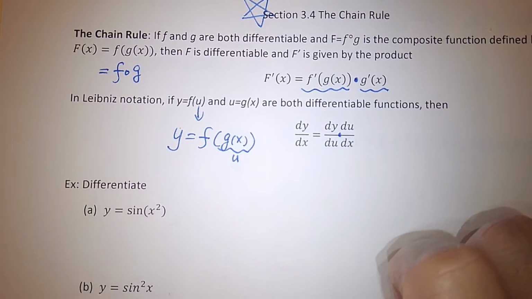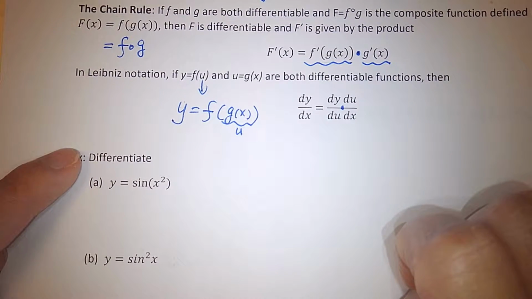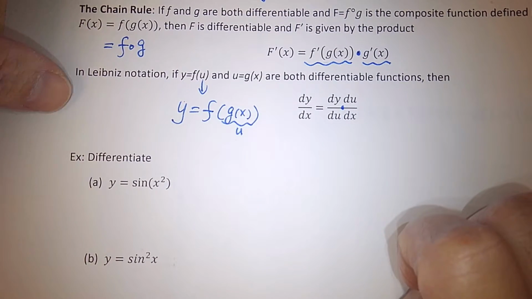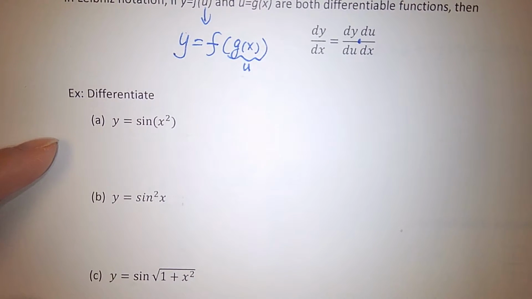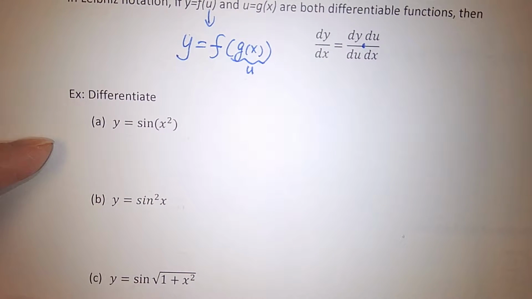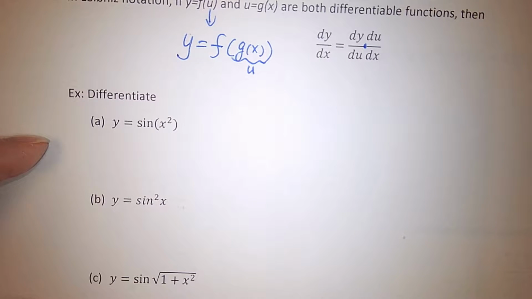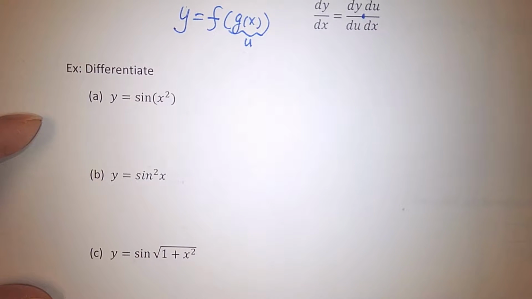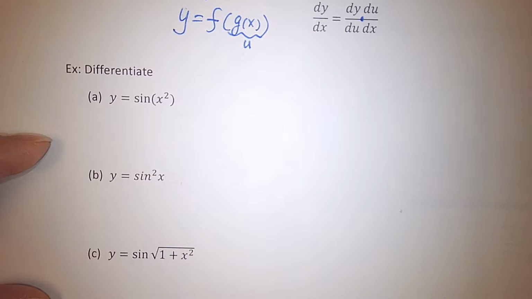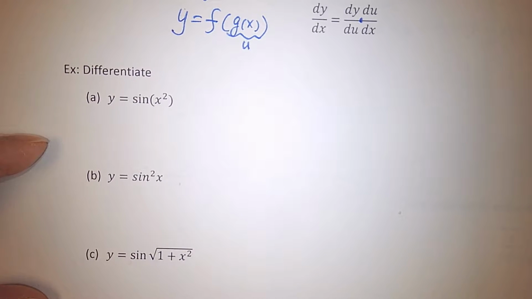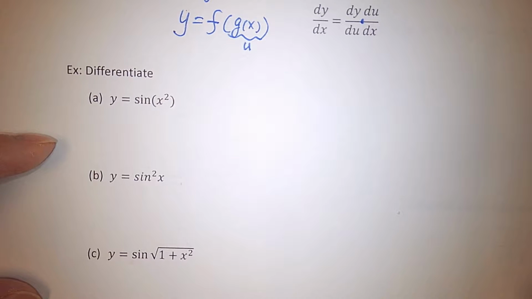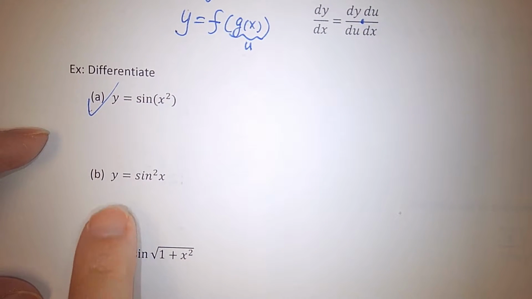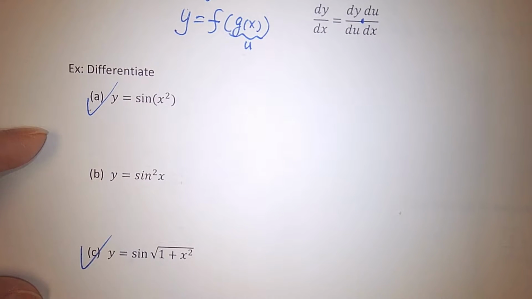Alright, so example. We're going to differentiate. We have questions A, B, and C. I'm going to pick some questions to do. Let's pick two to do together. Which one do you want to try? A and C? Okay, let's do A and C. Later you're going to try B, and I'll show you the answer.